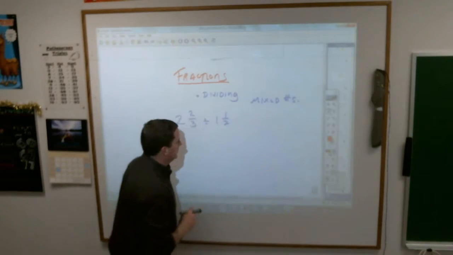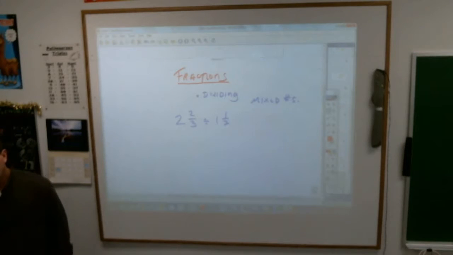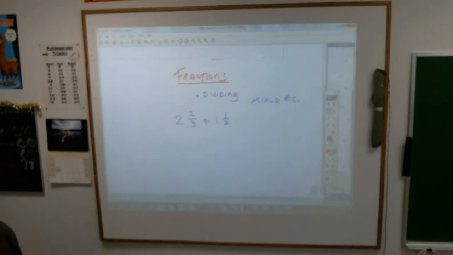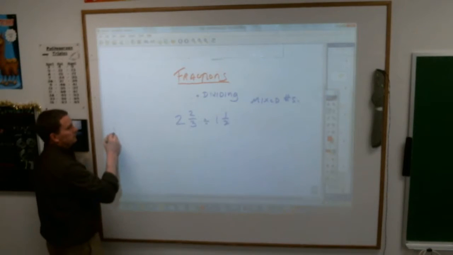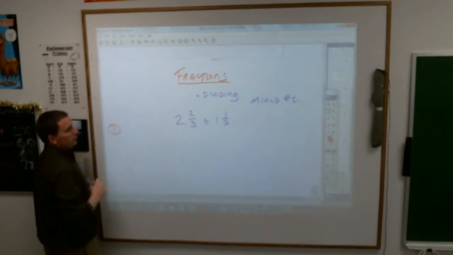I mean, how would you divide that up? Or you're asking somebody how many 1 1/2s are in 2 2/3? Doesn't sound like a lot of fun. Maggie Dervis, what do you think we have to do here? Well, you have to change them to... Step number 1 is correct.